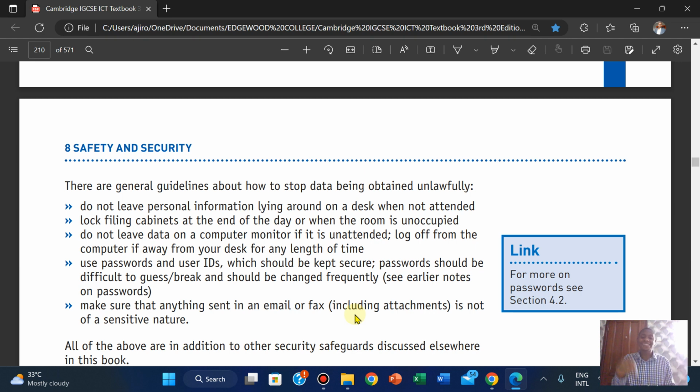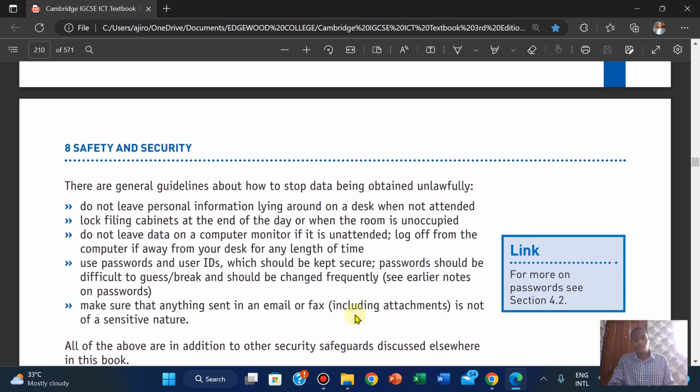Make sure that anything sent in an email or fax, including attachments, is not of a sensitive nature. So don't send sensitive information by email, because most of the time you forget to log off. Okay?